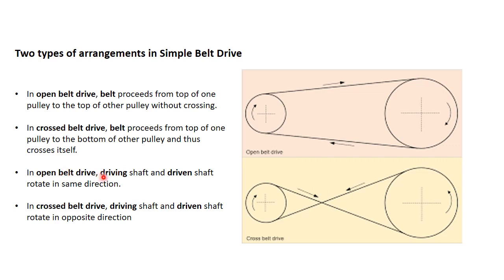In the open belt drive, the driving shaft and driven shaft are rotating in the same direction. It means if the driver is in the clockwise direction, the driven shaft is also rotating in the clockwise direction. But in the case of the crossed belt drive, the driving shaft and the driven shaft rotate in opposite directions. If the driver is clockwise, the driven shaft will rotate anti-clockwise, because if the driver pulley is rotating clockwise, the belt will move in this way, so that the driven shaft will rotate in the anti-clockwise direction.